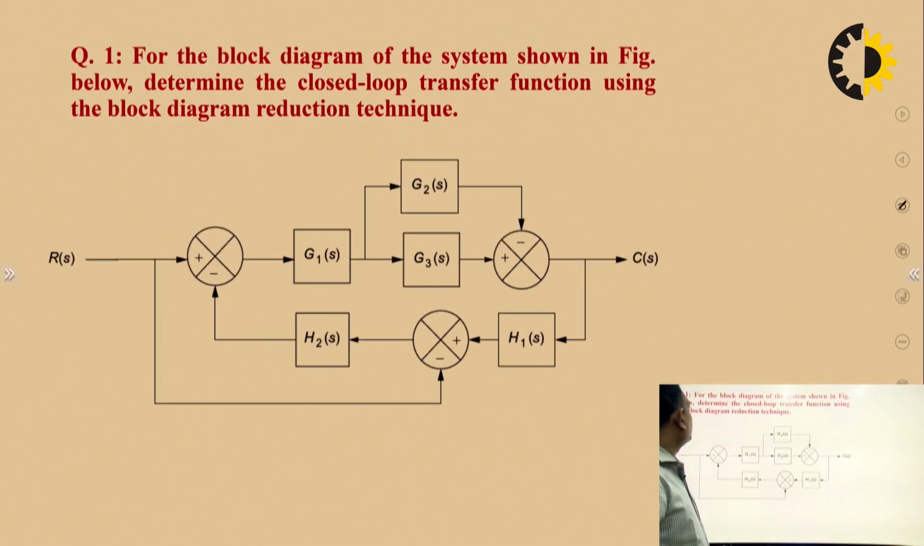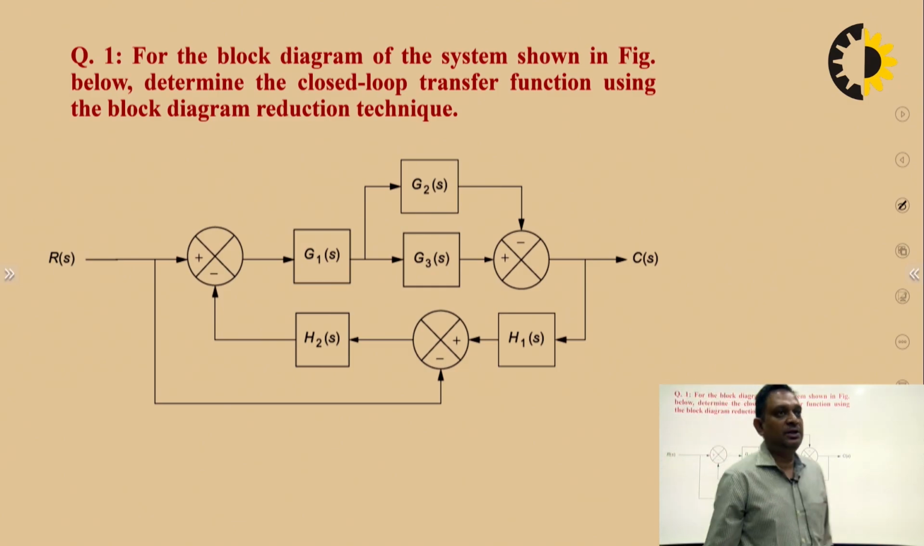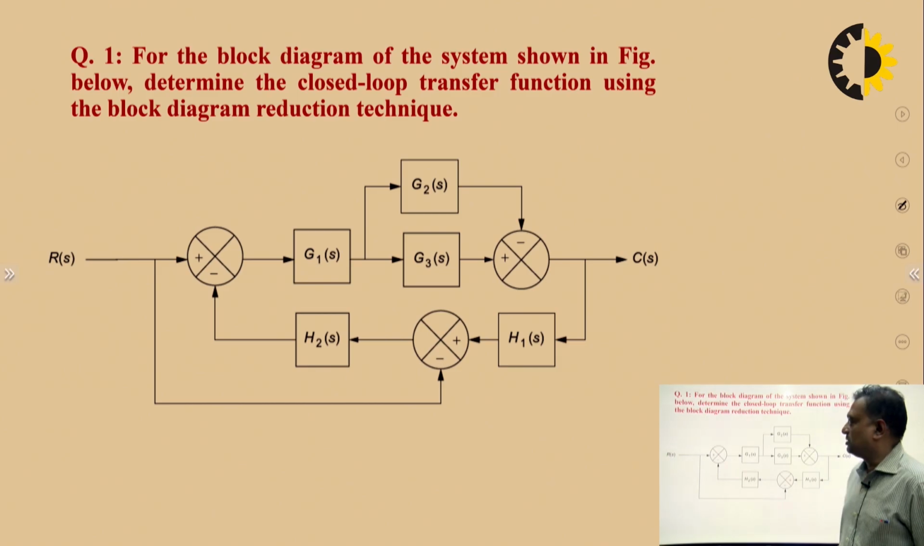Now we will come to some problems to find how we obtain the overall transfer function of a system. The block diagram of the system is given to us, and we have to find out the closed loop transfer function.